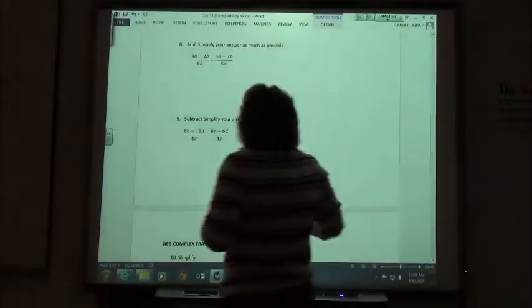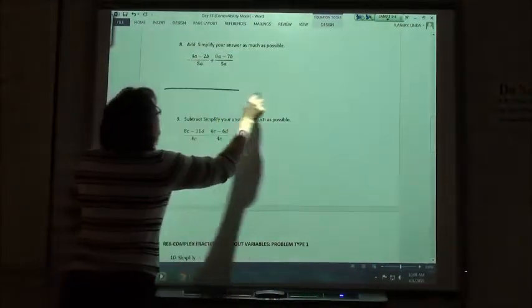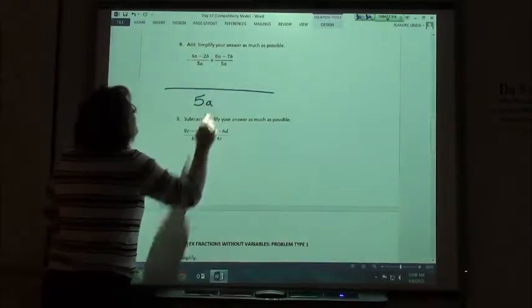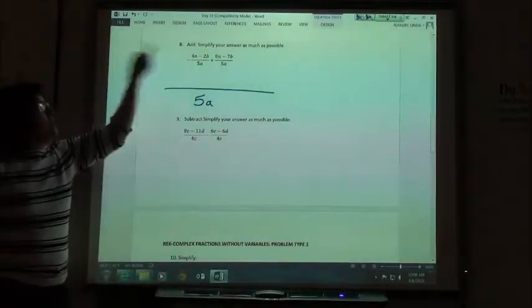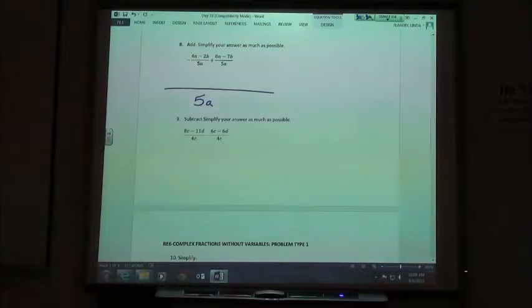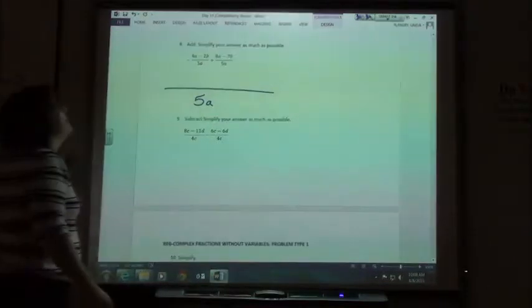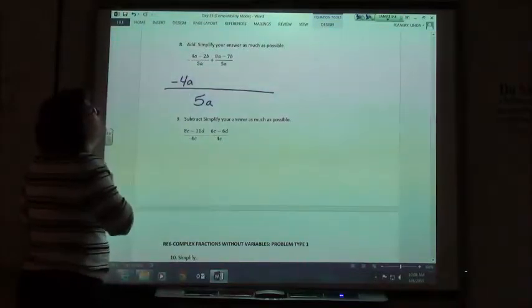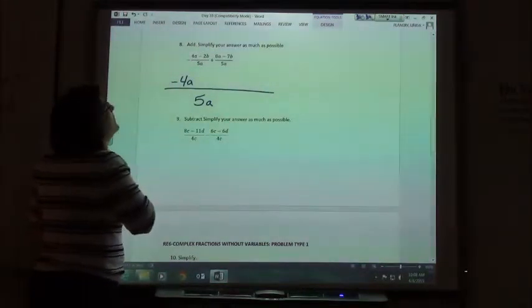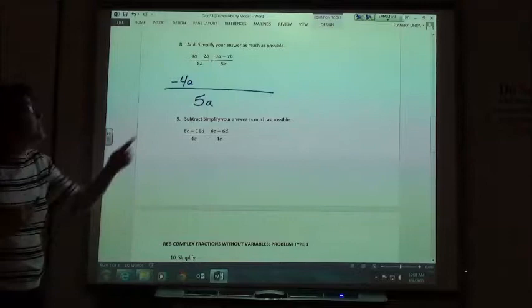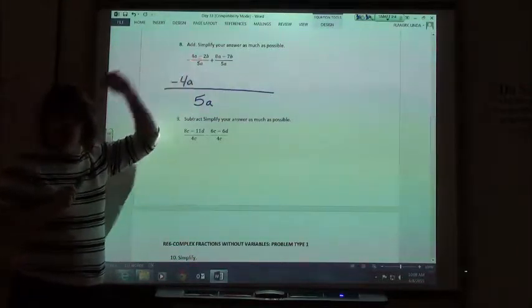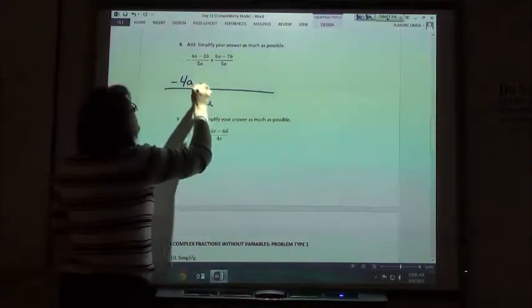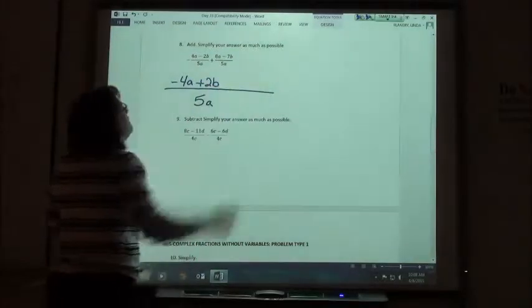So number 8, if I'm going to add those two expressions together, my common denominator is 5a. If I distribute my negative in front of that fraction, what should I have? Negative 4a, and minus 2b. Not minus 2b. Oh, plus. Plus, because I'm going to have a negative and a negative, right? So a negative and a negative is going to make that a positive 2b.